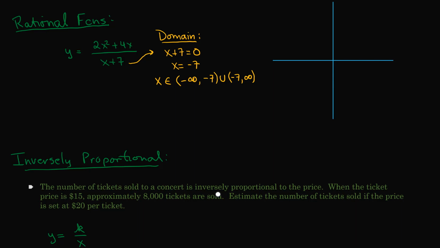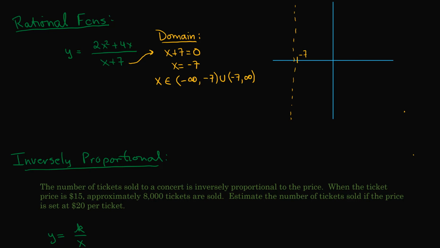If we were to graph this particular function, and we're going to talk more about graphing functions as we move further into the course, at -7 we have a vertical asymptote.